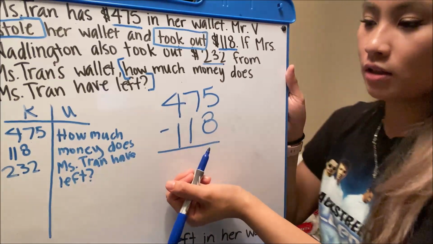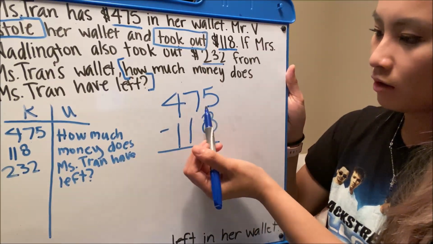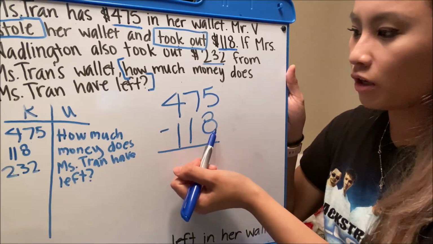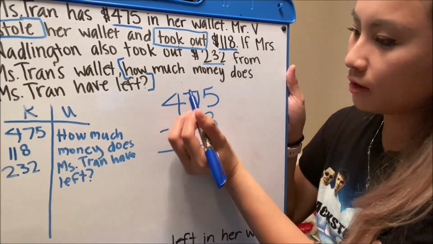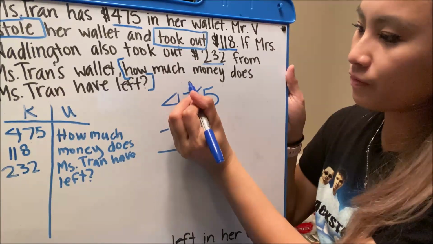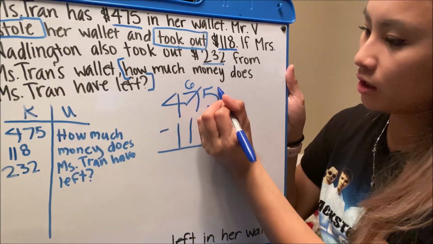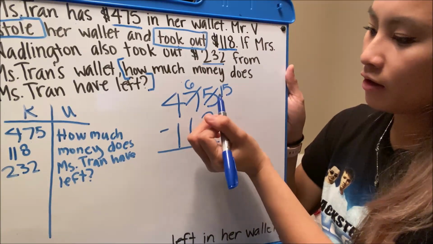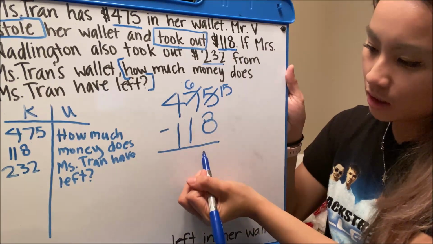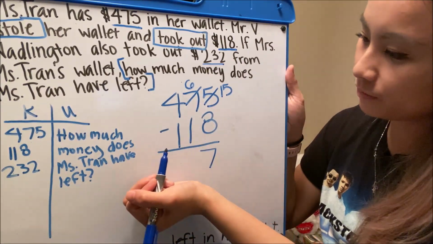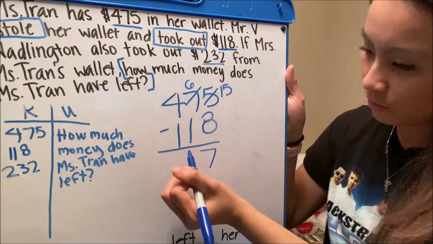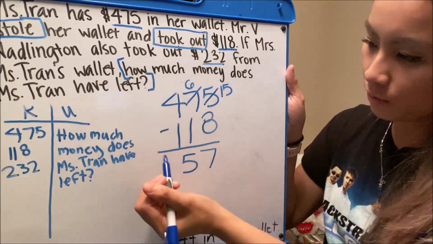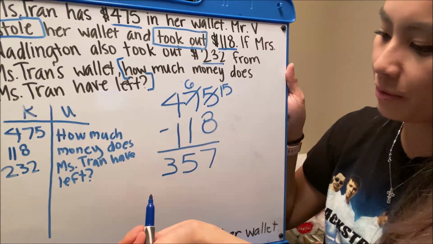Now let's look at the ones place. 5 minus 8, we can't do that because there's more on the floor, so we have to go next door and borrow. So this 7 turns to a 6, and this 5 turns into a 15. So 15 minus 8 is 7, and then 6 minus 1 is 5, and 4 minus 1 is 3.